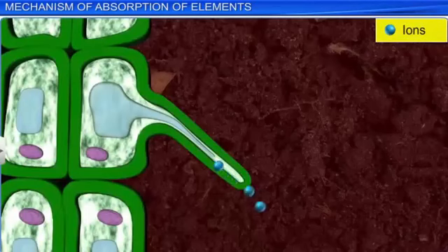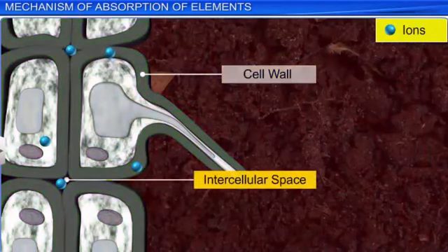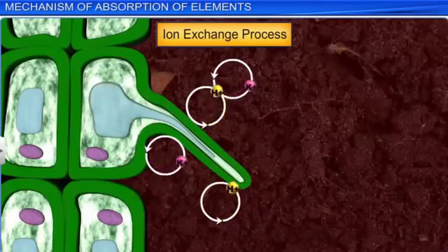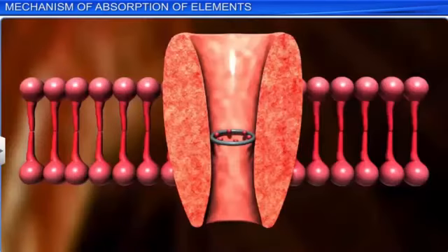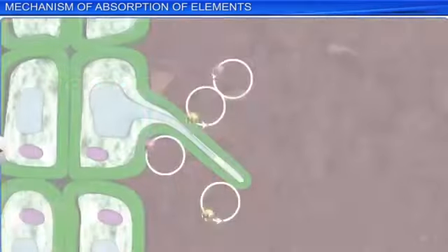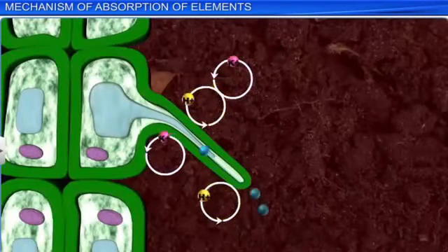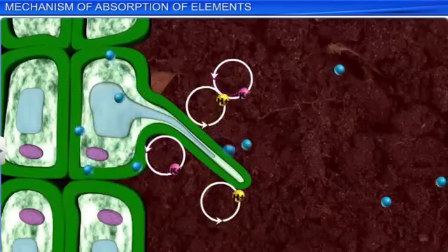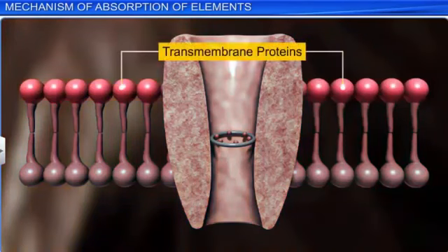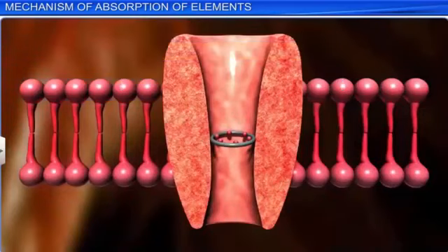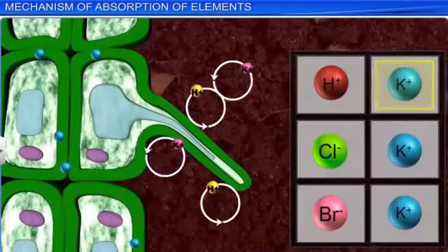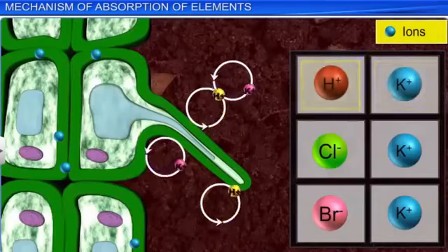The first phase involves the movement of elements into the cell wall and intercellular spaces. The absorption of ions happens through the ion exchange process. The passive movement of ions into the outer space of the plasma membrane usually occurs through ion channels. Cations and anions have the tendency to get absorbed into the root cell wall. These ions get exchanged with the ions in the soil solution. The transmembrane proteins in the ion channel function as selective pores. For example, K+ can be exchanged with the H+ ions from the cell.